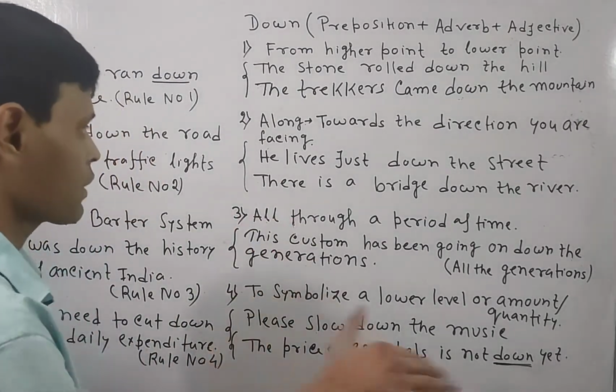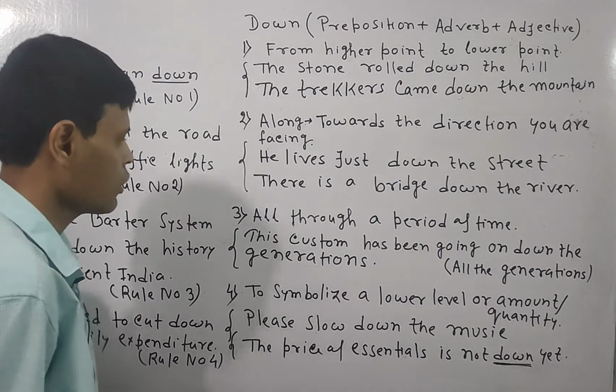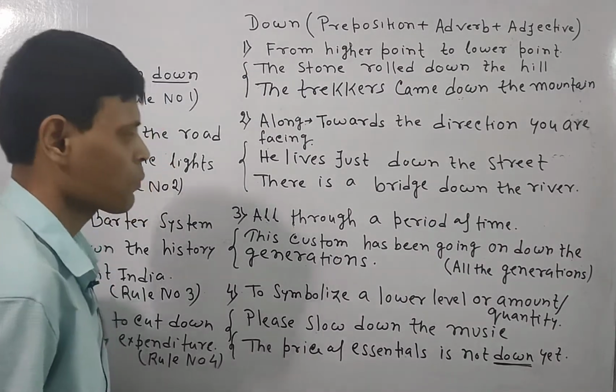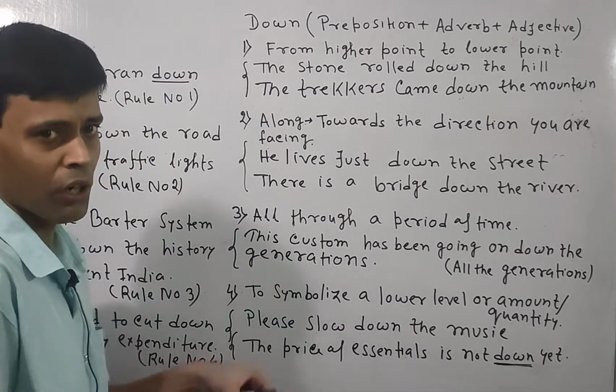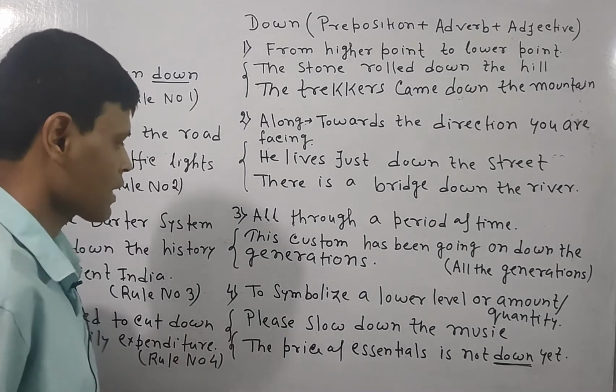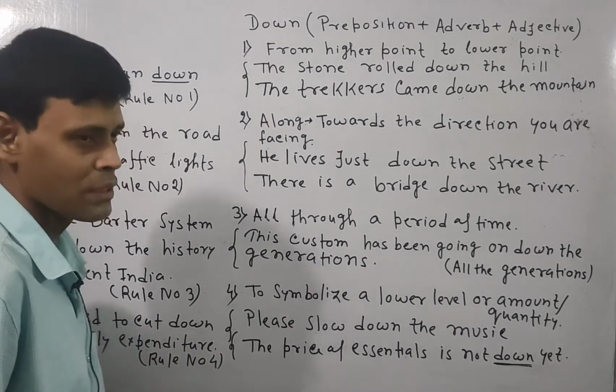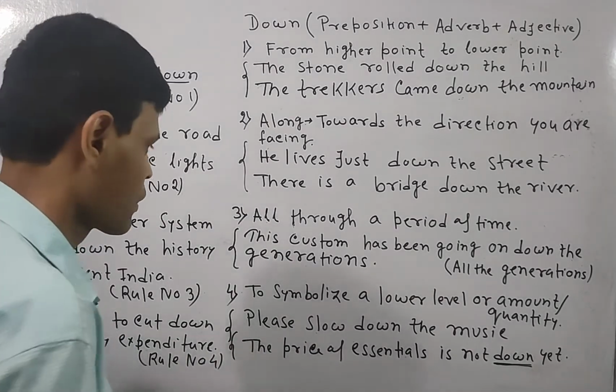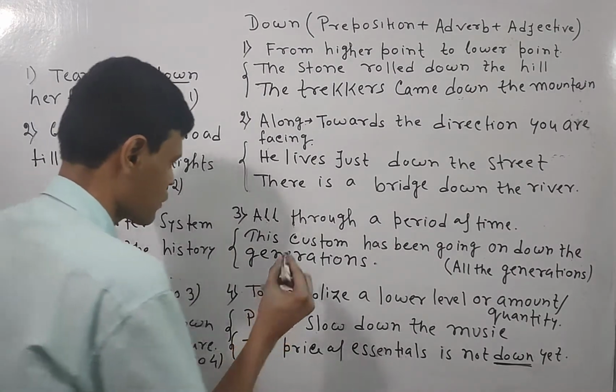Now the next rule: all through a period of time, that means the overall holistic time. This custom means a particular system. Customs means a particular system.